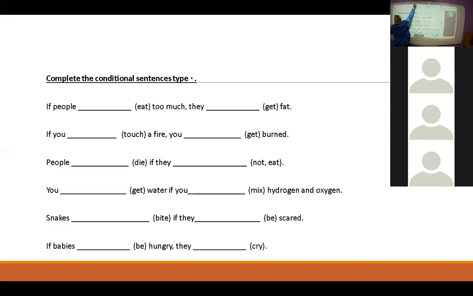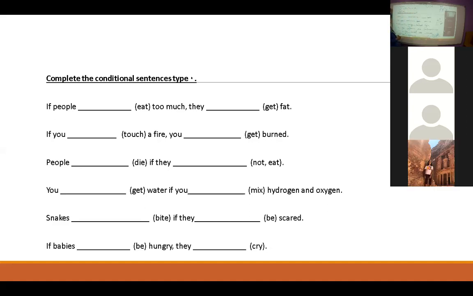Spelling rules for adding what? S. When do we add S? If the verb ends with most verbs, we add S. When do we add ES? When the verb ends with S, CH, X, Z. And what else? Z, yes.